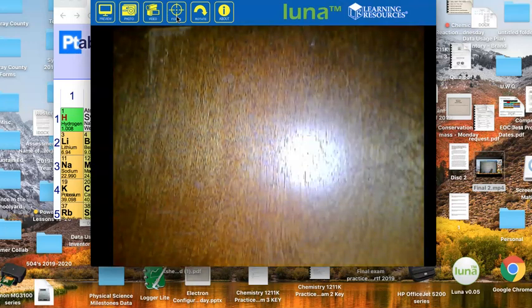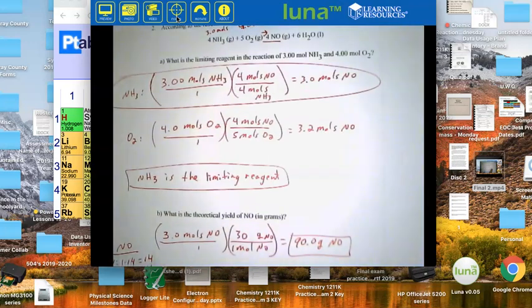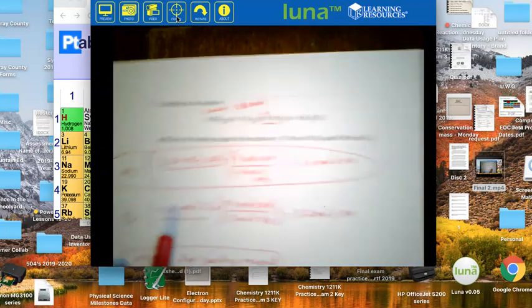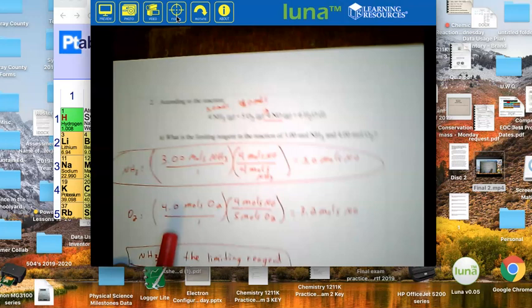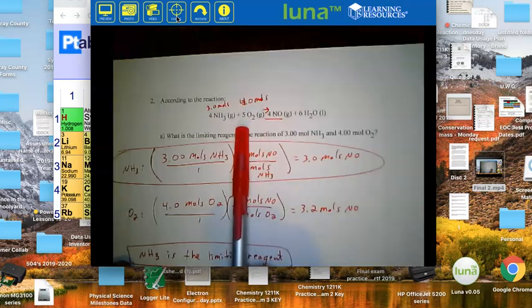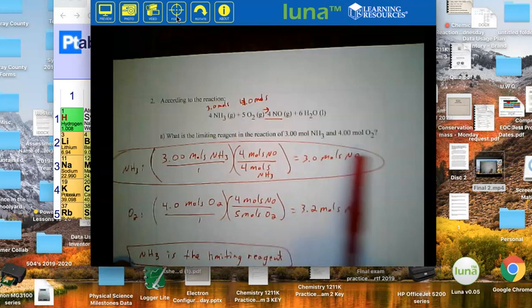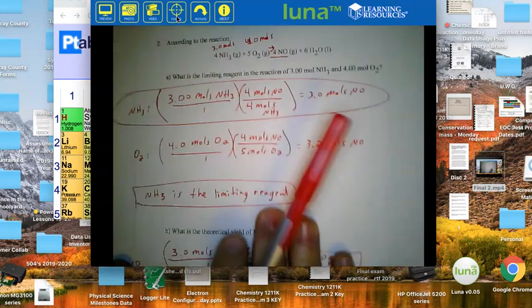Okay, and so the bond angle for a bent configuration is going to be less than 120 degrees. All right, so next one, number 2 here. Here we have a reaction. We're given 3 moles of ammonia, 4 moles of oxygen. They're asking what's the limiting reactant here, or the reagent.